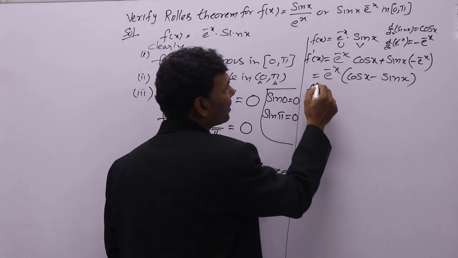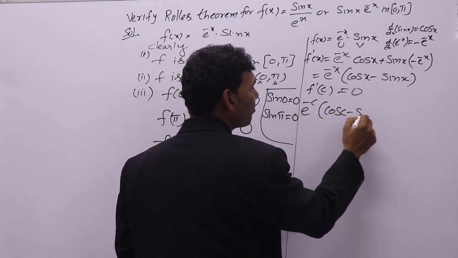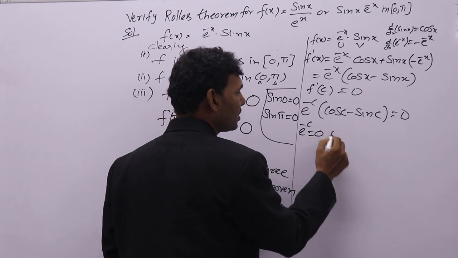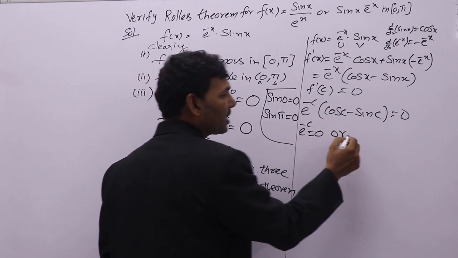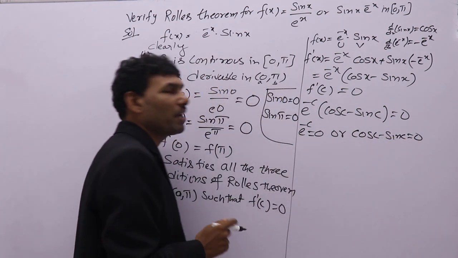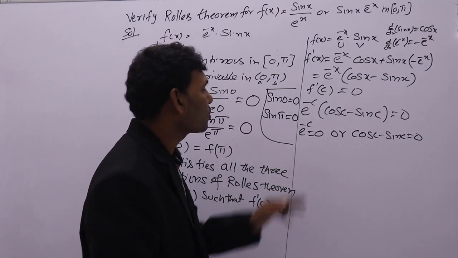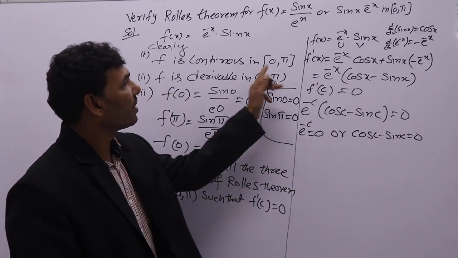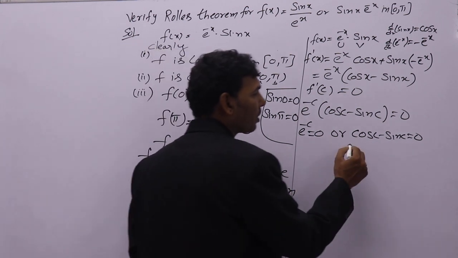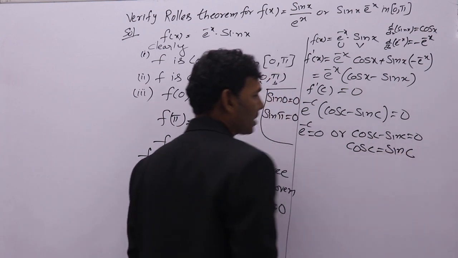Now f dash of c equals 0 means e power minus c into (cos c minus sin c) equals 0. This means e power minus c equals 0 or cos c minus sin c equals 0. For e power minus c to be 0, in the place of c you would need infinity, e power minus infinity. So that cannot be in the given interval. So you cannot take e power minus c equals 0 as a solution. Now cos c minus sin c equals 0, so cos c equals sin c.